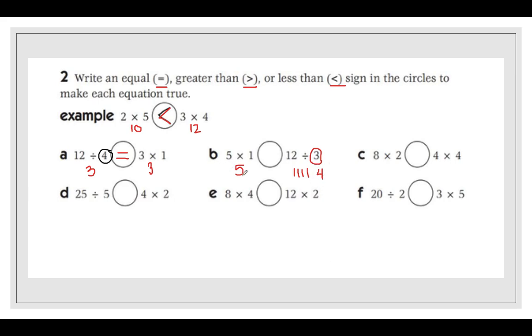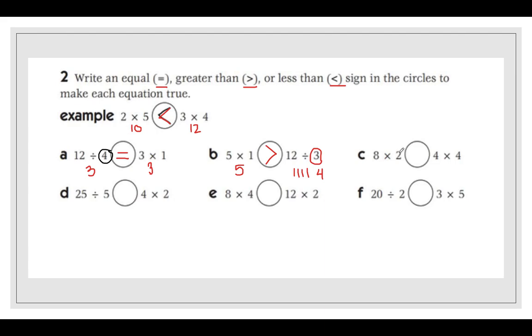Which number is bigger, 5 or 4? Which sign would make sense? The equal sign, the greater than sign, or the less than sign? Which number is that sign going to eat? The greater than sign, it's going to be facing the 5. So it's going to eat the bigger number. Good, let's go on to C.